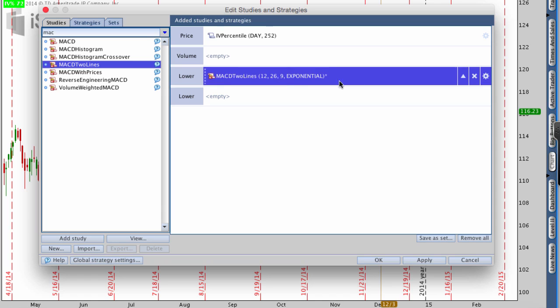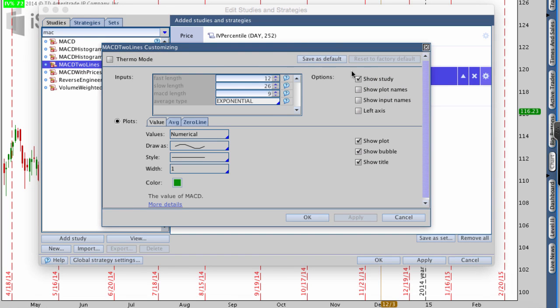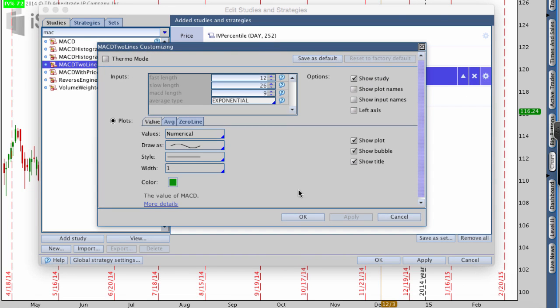Inside MACD, you can see there are a couple different settings. The first setting I want to change is the fast length, which is this one right here. Fast length, which is currently at 12, I want to change to 15. That's the first change I'm going to make, and then I'll explain what these different lengths mean. The slow length is currently at 26, and I'm just going to even that out a little bit more to about 30.